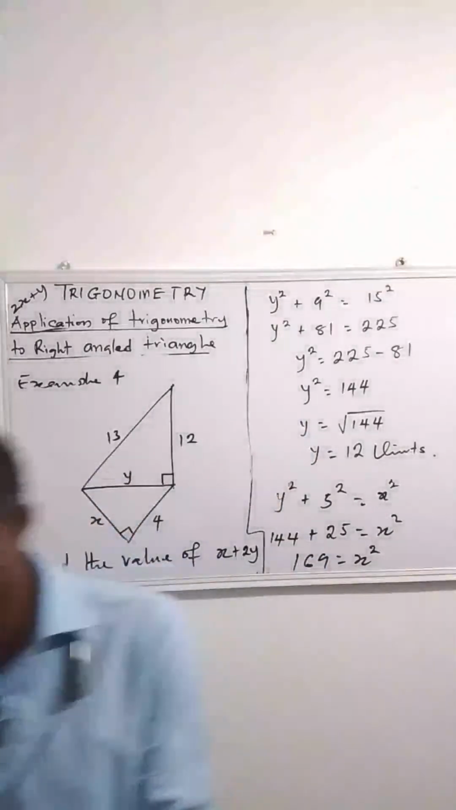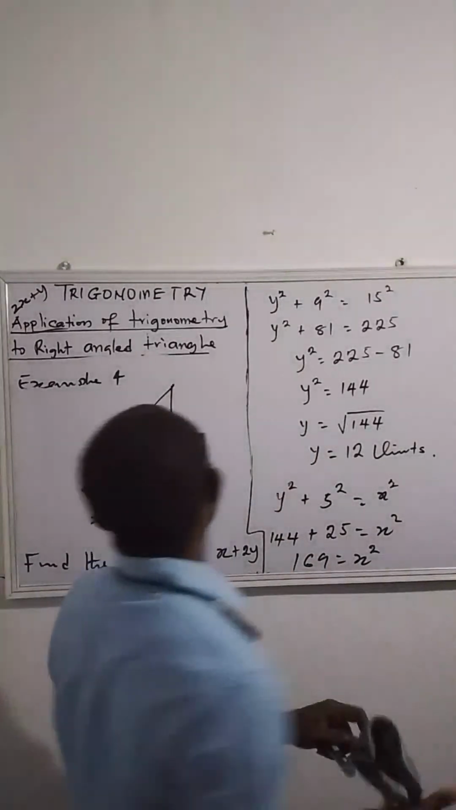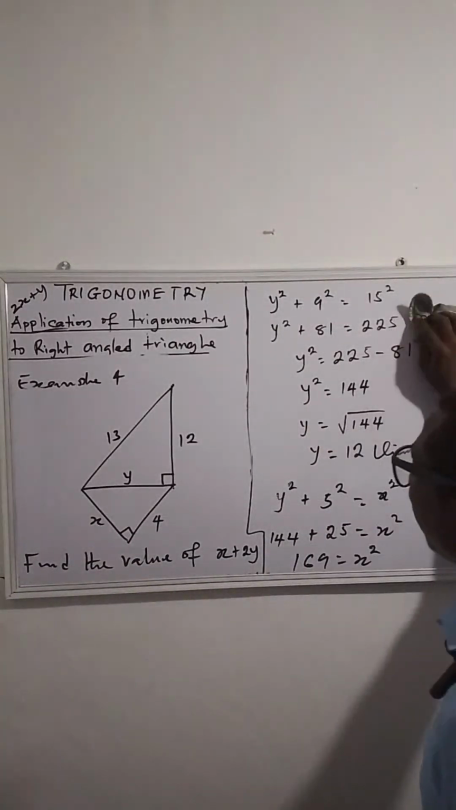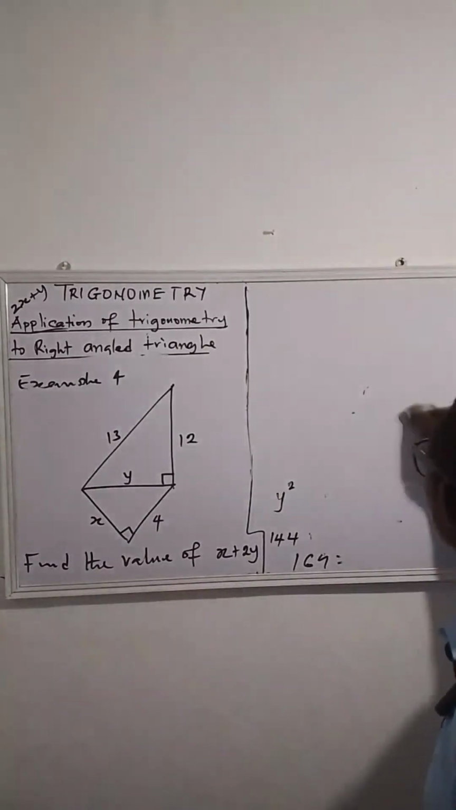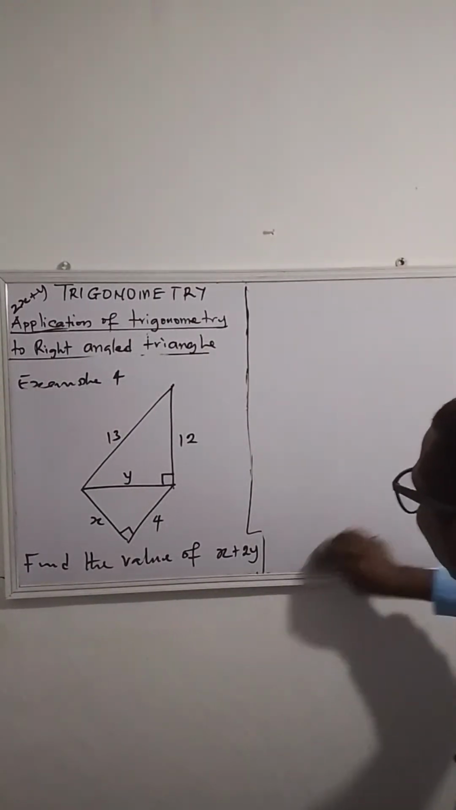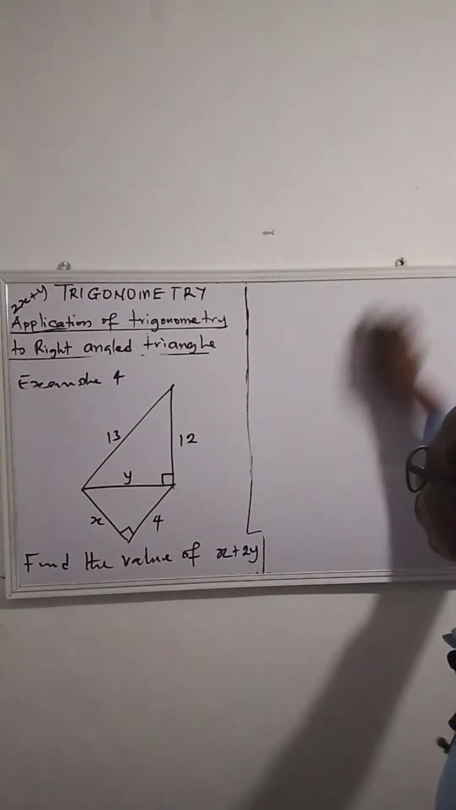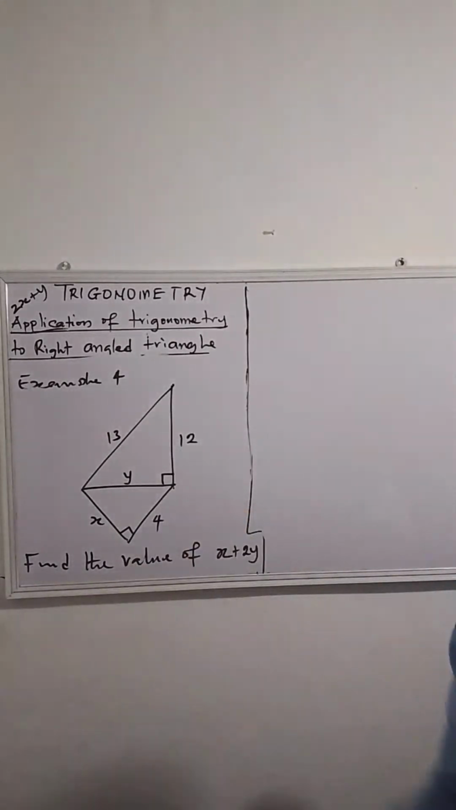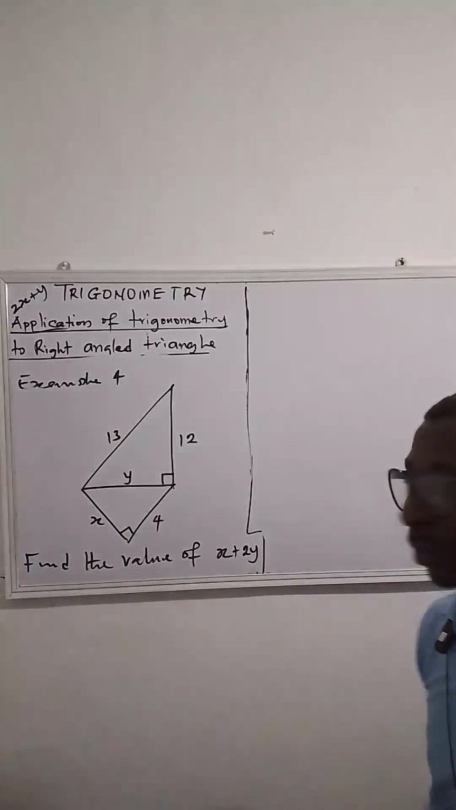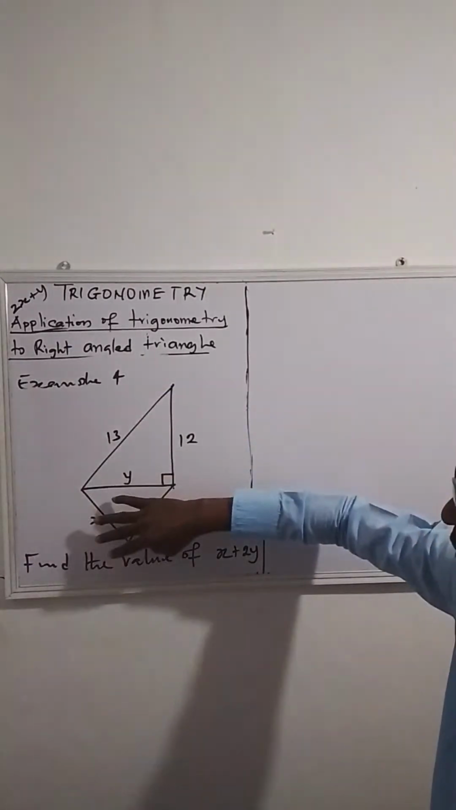Now let's look at this problem. You have to find the value of x plus 2y. Find the value of x plus 2y. So how do we solve this problem? Look at this figure here. We have two triangles, two right angle triangles. Look at the first one and the second one.